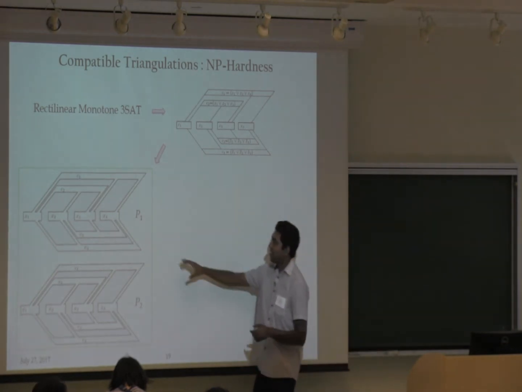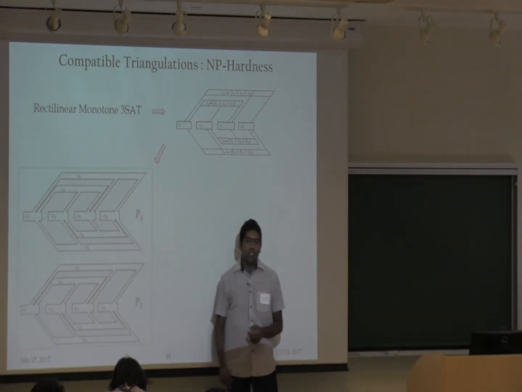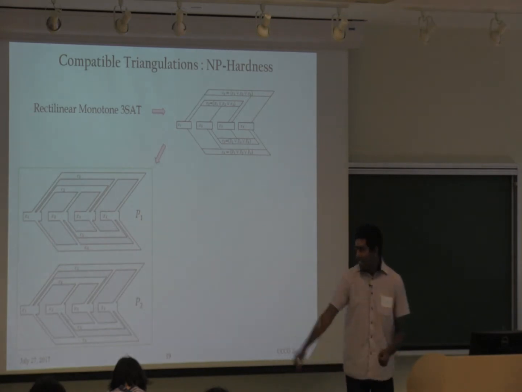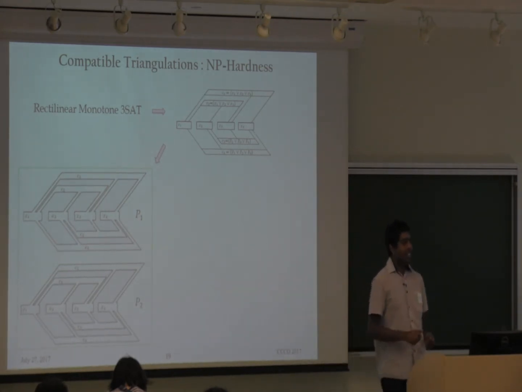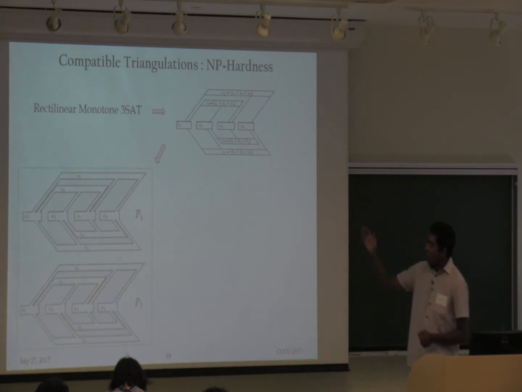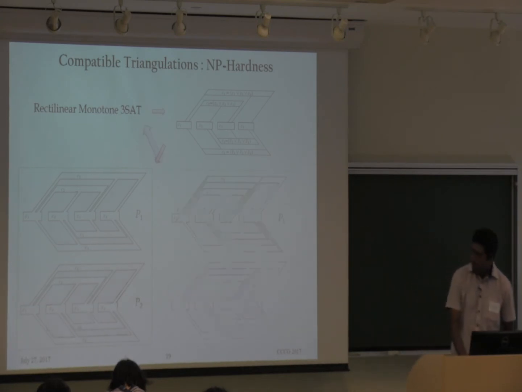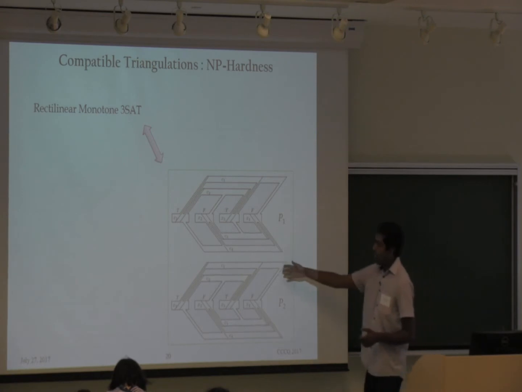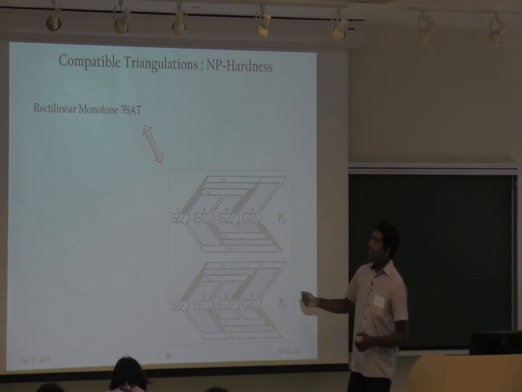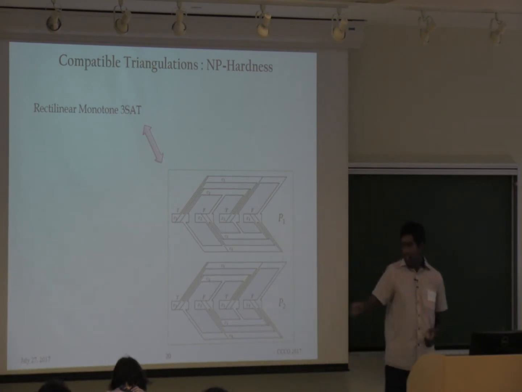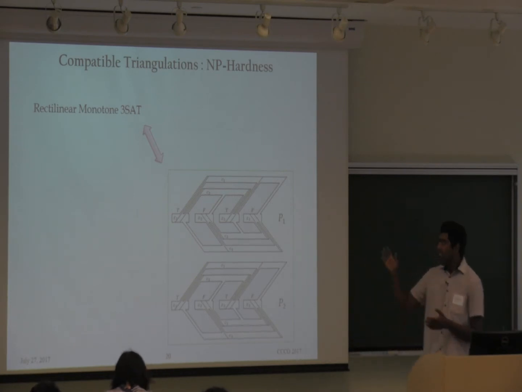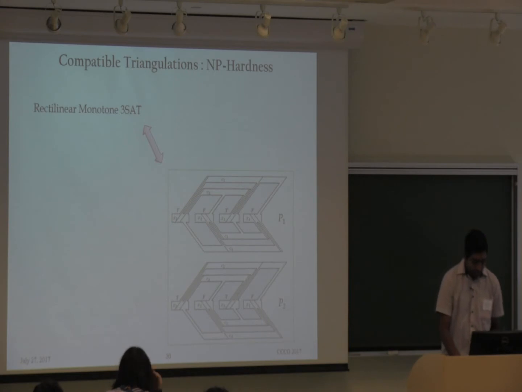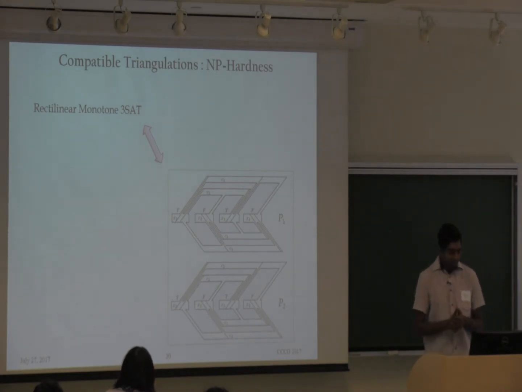So, I want to construct polygons P1 and P2. These are my 2 polygons. They are exactly the same in this figure, but I will later modify that a little bit. And after I do that, I want to show that if you can triangulate them isomorphically with k Steiner points, then I can find a satisfying solution, and the other way. So, this is the overall idea.